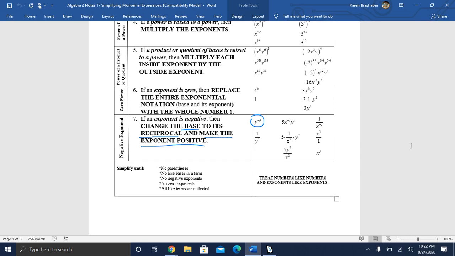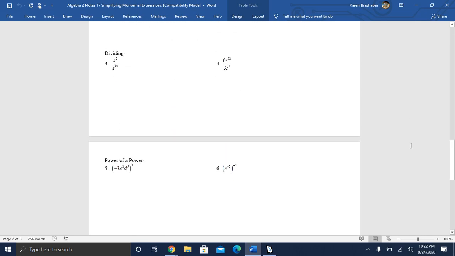And so I like to think of it as the base moves. So if it's in the numerator, it moves to the denominator. And when you move the base, it becomes a positive. And I'm going to try to show you that as we work through that first division example. So on the division example, you have s to the second power divided by s to the 10th power. I'm going to show you a couple of ways to think about this.